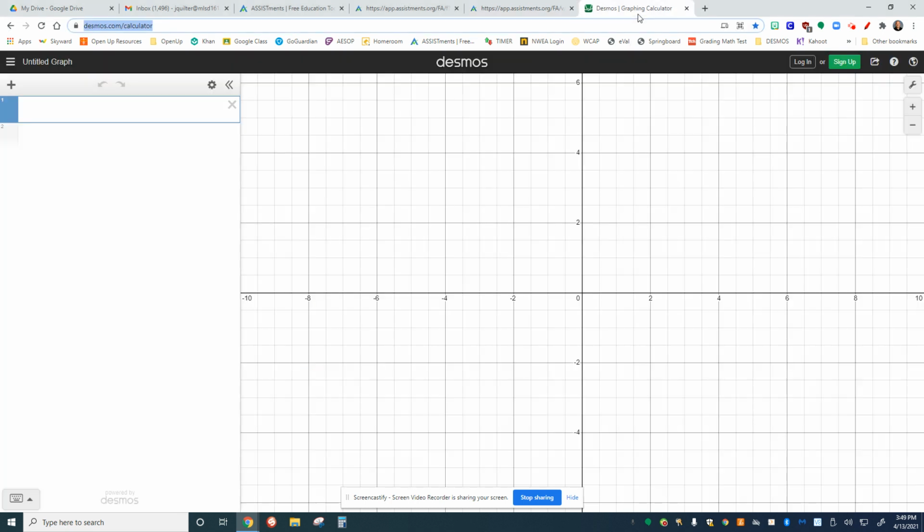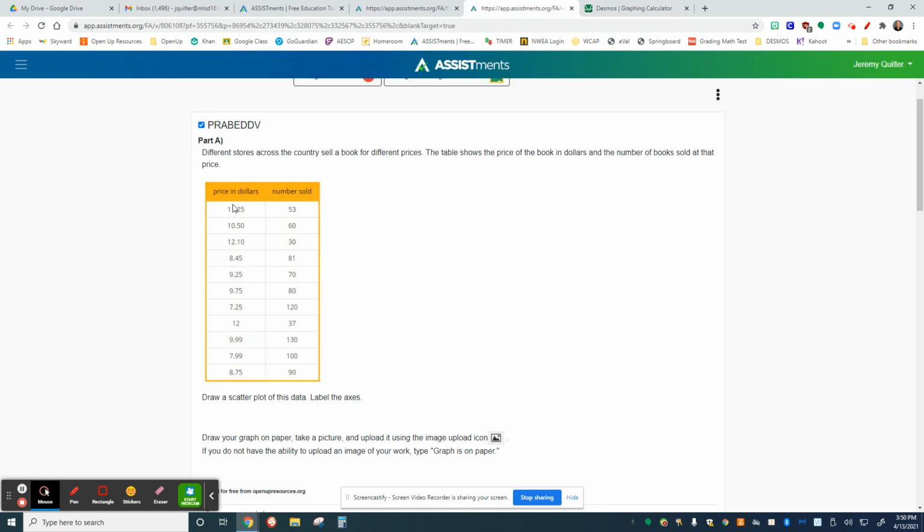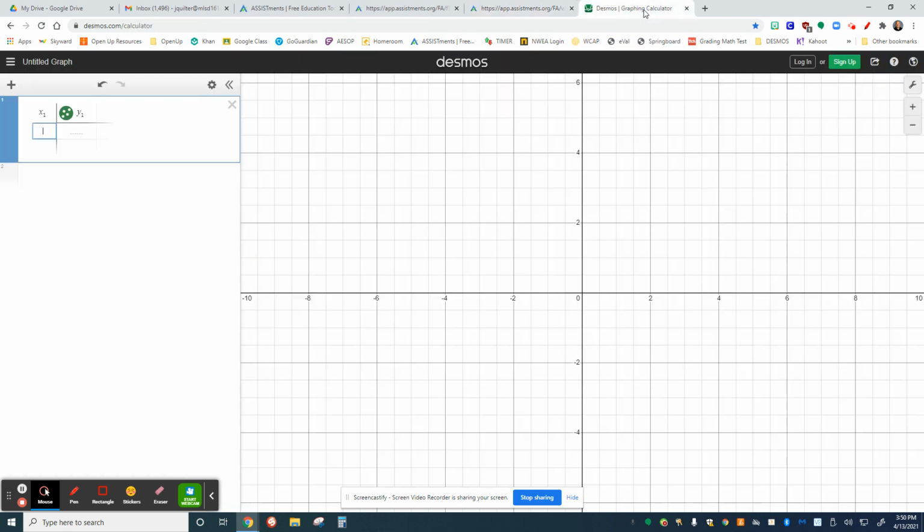So what I'd suggest is going to desmos.com/calculator. Click in the upper left-hand corner here and type in or click on table. And then what you'll be able to do with this is work between the two screens here. I know this takes a little bit of work, and input these data into the table.